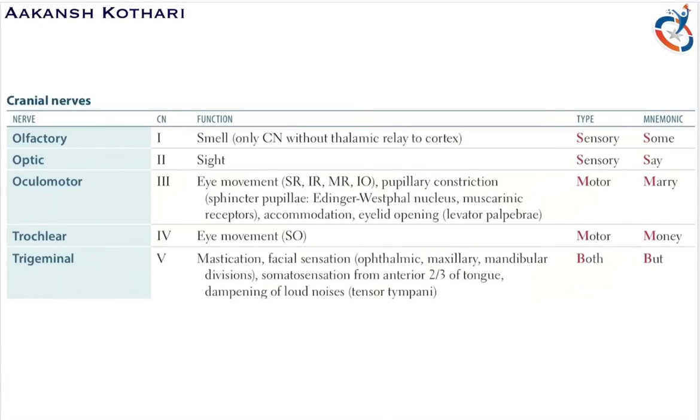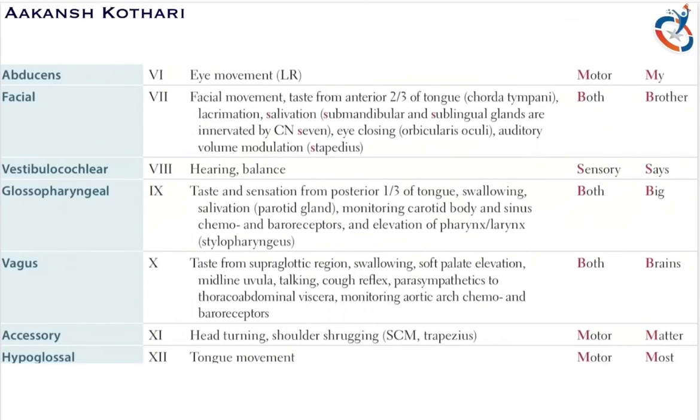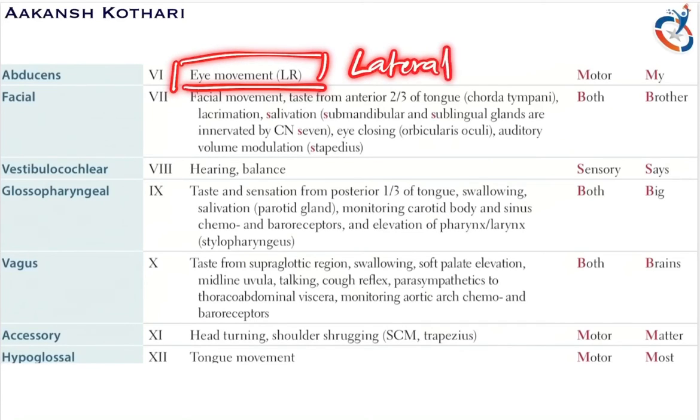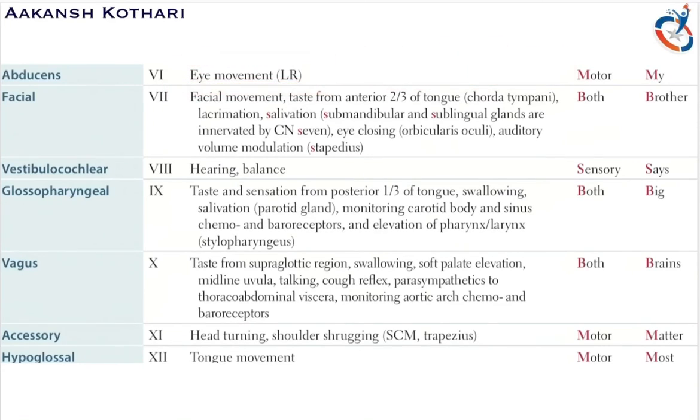So we have covered the first 5 cranial nerves. Now talking about the sixth nerve, which is the abducens nerve. The abducens nerve is a motor nerve which controls the lateral rectus muscle. Is this clear? So the abducens nerve controls the lateral rectus muscle and is a motor nerve, which is cranial nerve number 6.